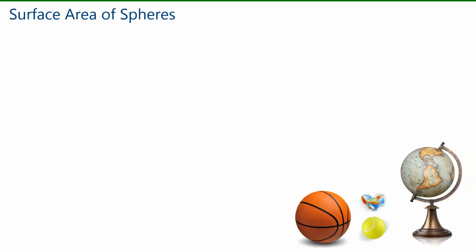Now a sphere is a round shape like a ball, like a basketball, baseball, tennis ball, or even a globe. So if you have a sphere with a radius of r, you can find the surface area using this formula here, 4 pi r squared.